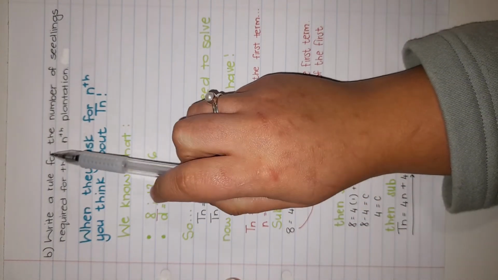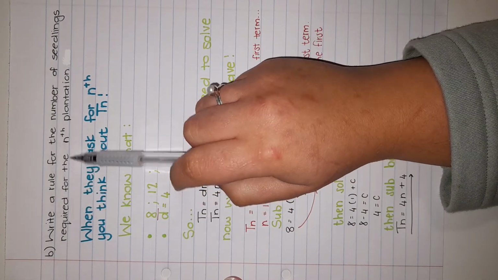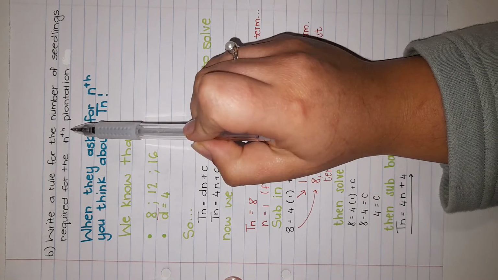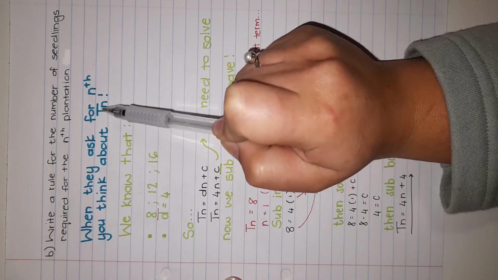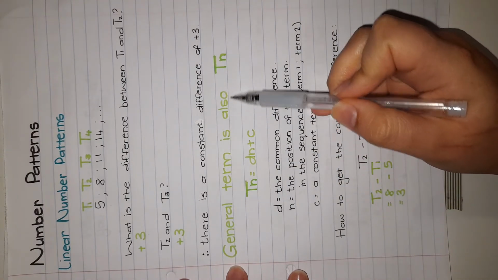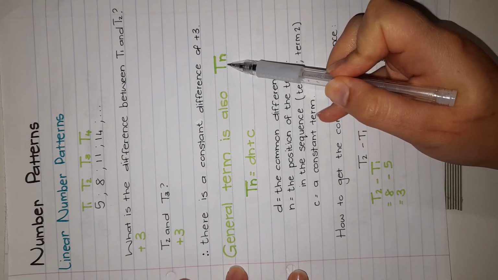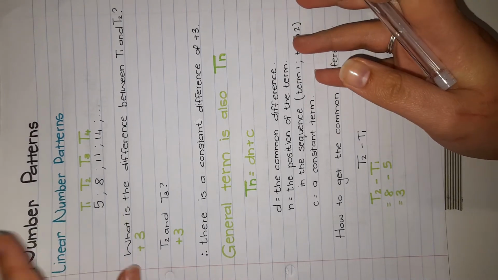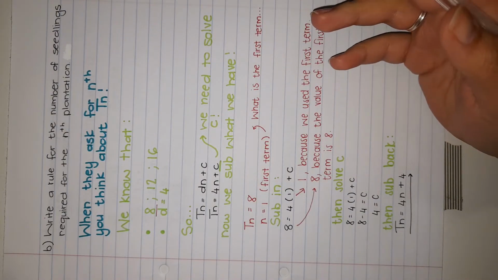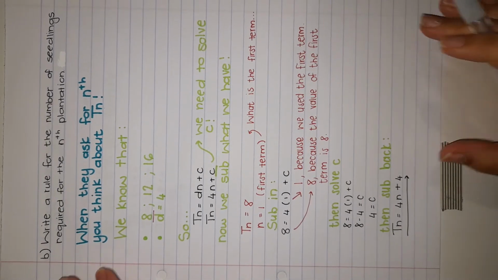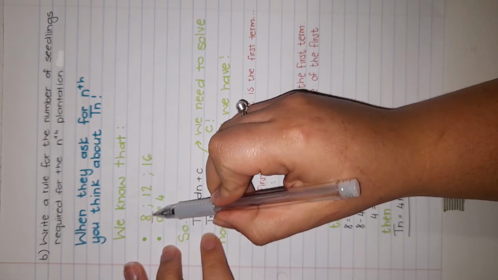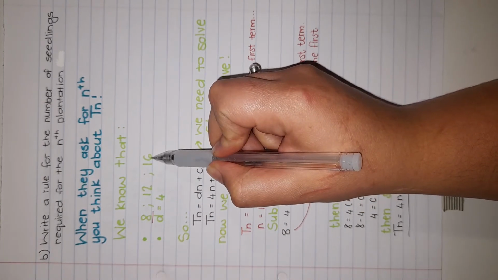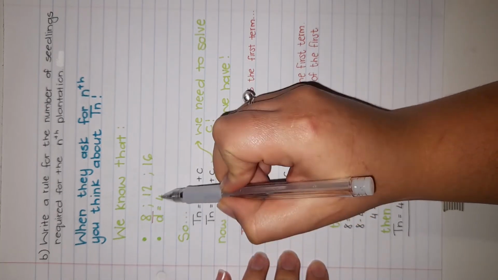Now, write a rule for the number of seedlings required for the nth plantation. As soon as you see nth, when they ask you for nth, you think about Tn. So in the beginning, we talked about our general term is also Tn. This is my nth term, like the nth plantation, my nth term. So what we know is that our pattern is 8, 12, 16. Perfect. We know our difference is 4.